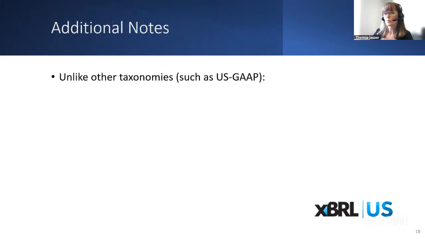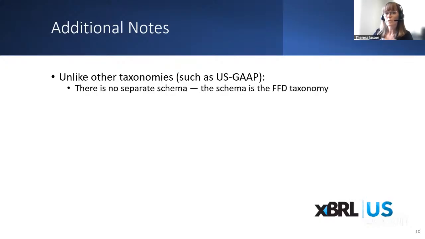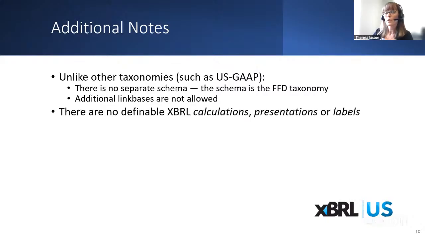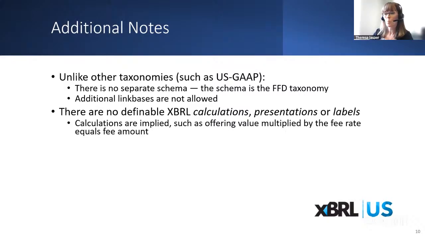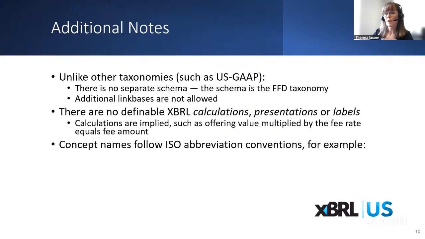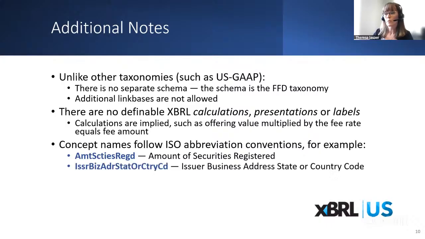A few additional notes. Unlike other taxonomies, such as US GAAP, there is no separate schema. The schema is the FFD taxonomy. Additional link bases are not allowed. There are no definable XBRL calculations, presentations, or labels. Calculations are implied, such as offering value multiplied by the fee rate equals the fee amount. Concept names follow ISO abbreviation conventions, for example, the amount of securities registered or issuer business address, state, or country code.